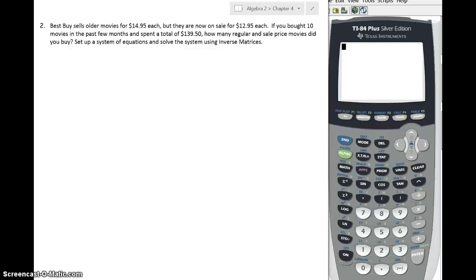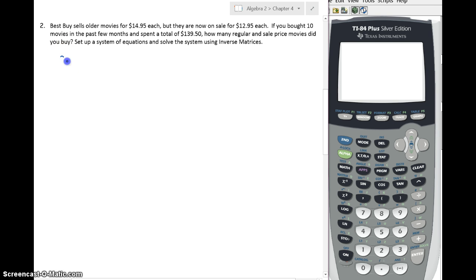Okay, so first, there are 2 types of movies that we are buying. There are the older movies that are $14.95, and then there are the ones that are on sale, the $12.95. So we bought some at an earlier time and some at a later time while they were on sale. So we just want to know, how did we do this? First thing we do is label our variables.